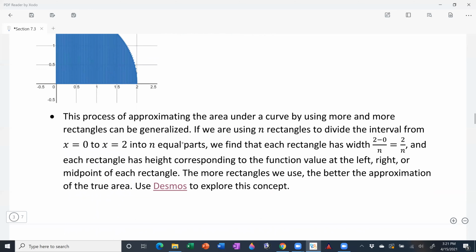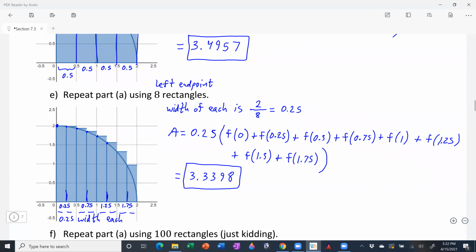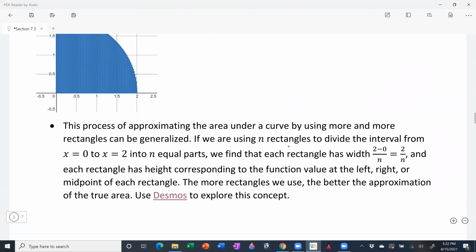So this process of approximating the area under a curve by using more and more rectangles can be generalized. So if we were using n rectangles, like we were doing 2 and then 4 and then 8, to divide the interval from x equals 0 to x equals 2 into n equal parts, what we did is we can always find the difference from 2 minus 0, divided by n, and that's what we did up here, 2 divided by n, so 2 divided by 8. And we found out what the width was.